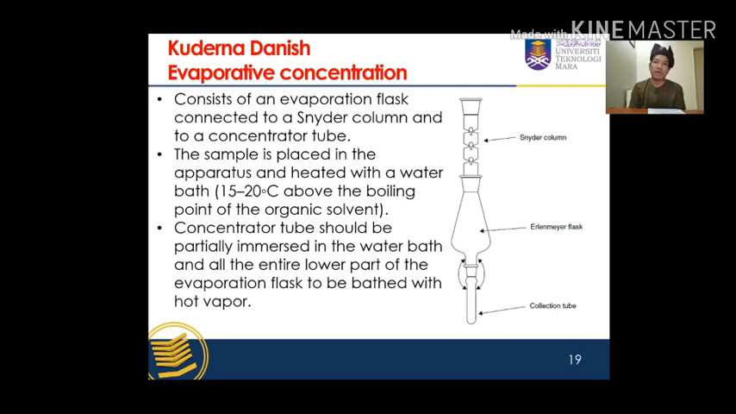The collection tube is usually around 10 ml. The sample containing organic solvent, around 200 to 300 ml, is placed in the apparatus and heated with a water bath. The temperature of the water bath should be maintained around 15 to 20 degrees C above the boiling point of the organic solvent. The positioning of the apparatus should allow partial immersion of the concentrator tube in the water bath and allow the entire lower part of the evaporation flask to be bathed with hot vapor or steam.